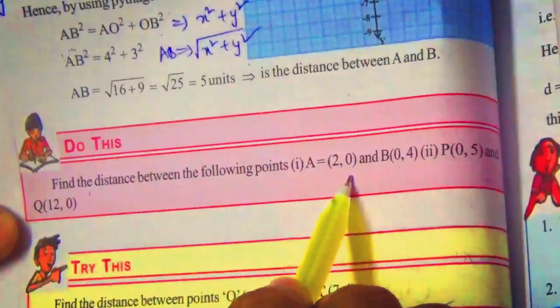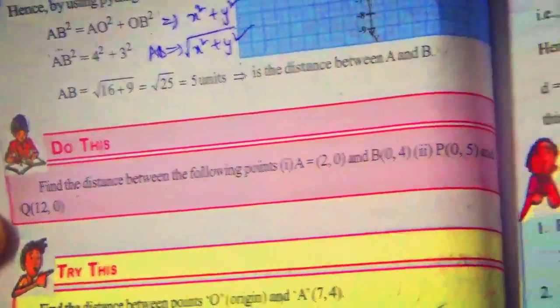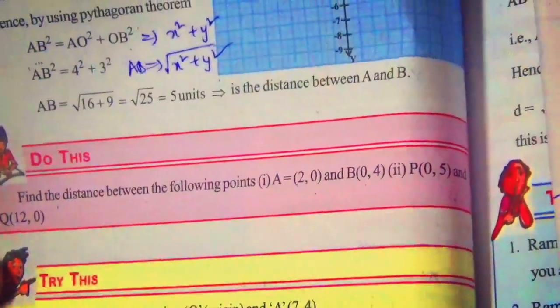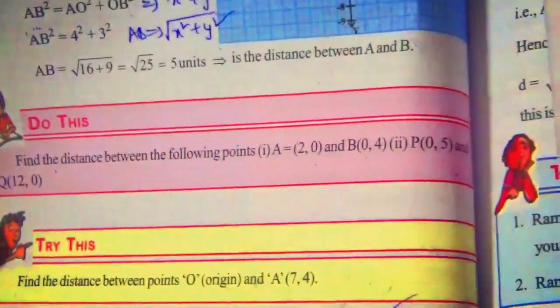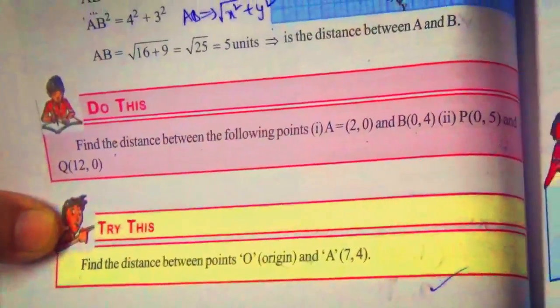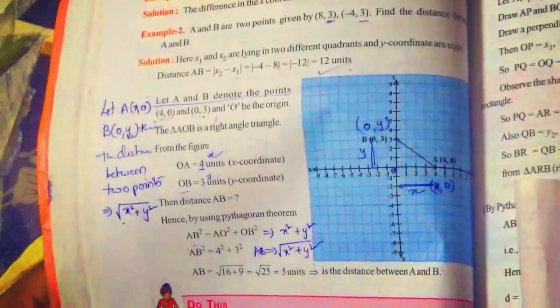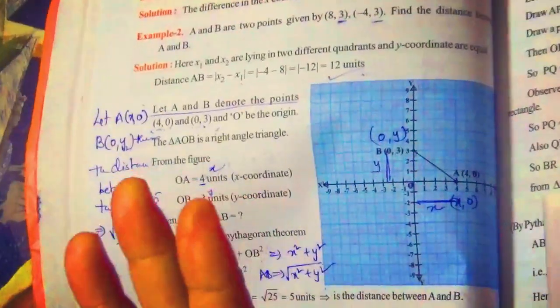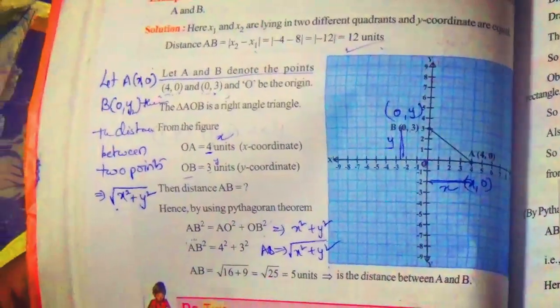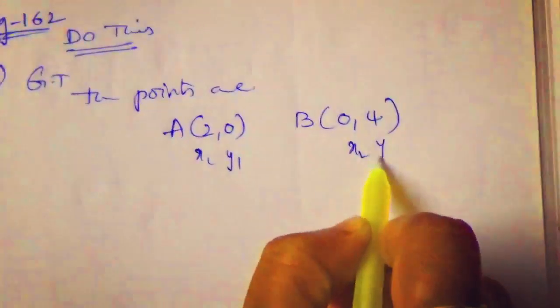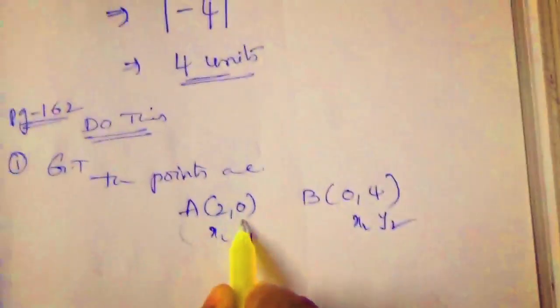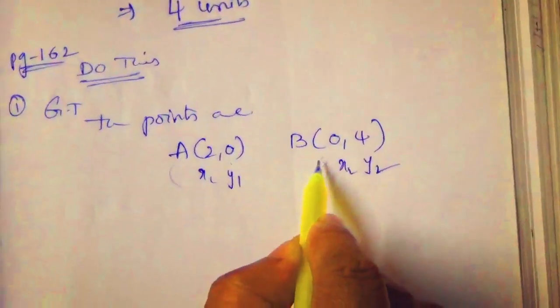Find the distance between the following points. What is the first sum? Given that the points are A (2, 0), B (0, 4). Just like the above example. I am giving it as a third example to you. We have different formulas for different types of points, so it is one kind of points. So x1, y1, x2, y2. Look here: in the first point the y coordinate is 0, in the second point the x coordinate is 0.